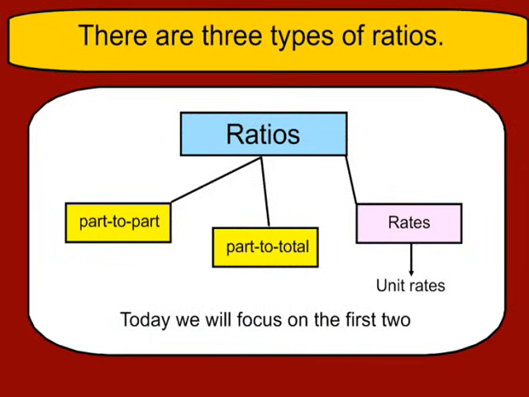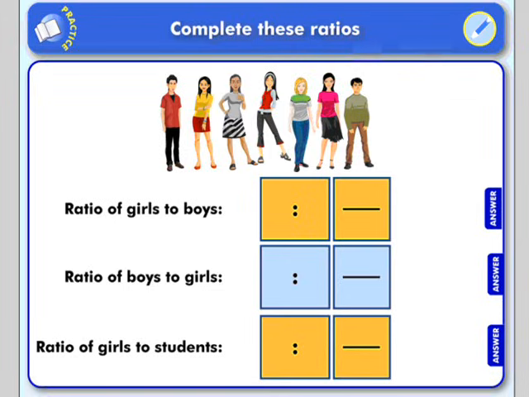Now there are 3 different types of ratios. There are part-to-part ratios, part-to-total ratios, and rates. In this video, we're going to focus on the first 2 types of ratios, part-to-part and part-to-total.